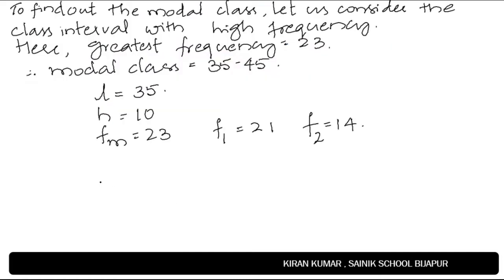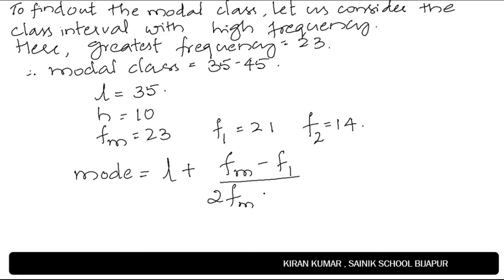And we can make use of the formula mode equal to lower limit plus frequency of the modal class minus frequency of the class preceding the modal class, divided by 2 times frequency of modal class minus frequency of the preceding modal class minus frequency of the succeeding modal class, and this particular thing to be multiplied with h. Let us substitute the value.